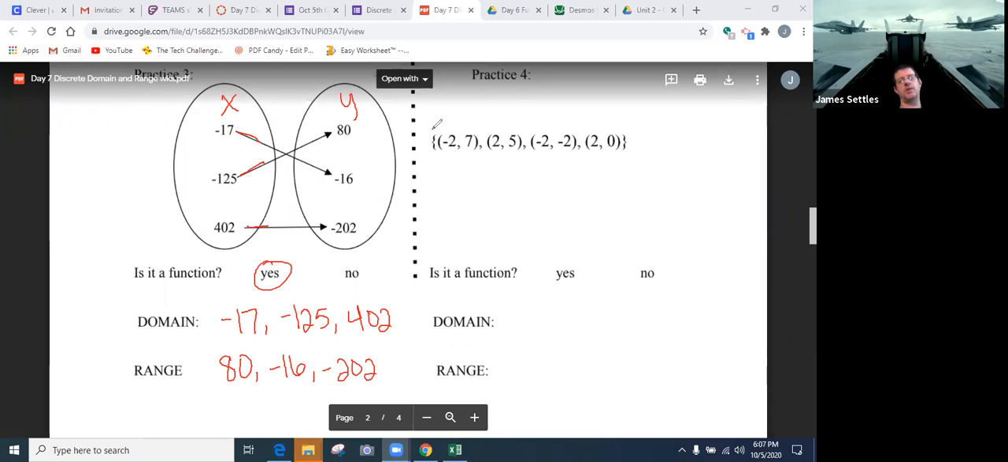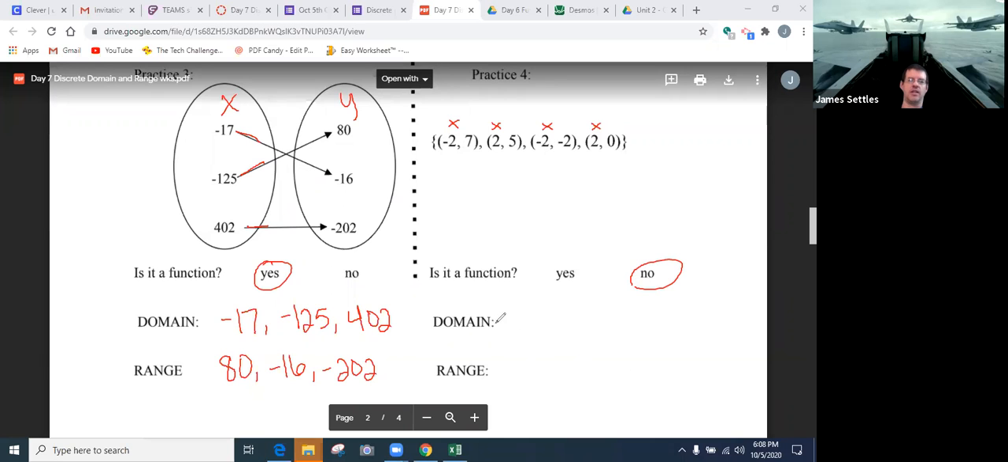All right, and then last one, is this a function? So we're going to label all the x's. And then I noticed that two of my x's are negative 2's, and they're not allowed to repeat. There's only allowed to be one negative 2. So this is not a function.